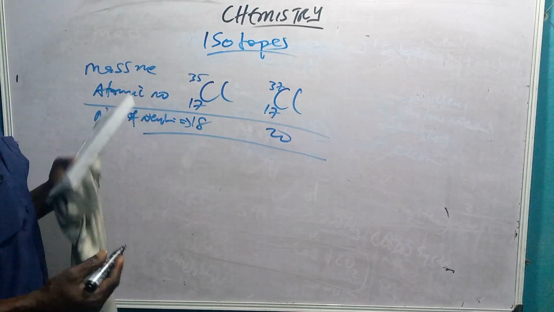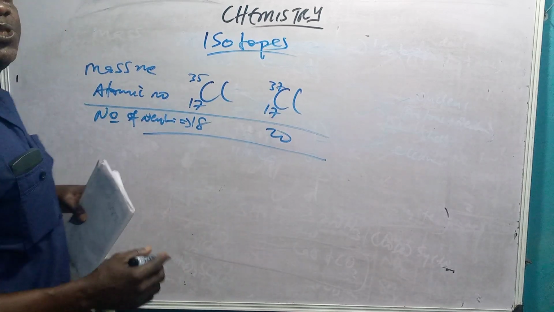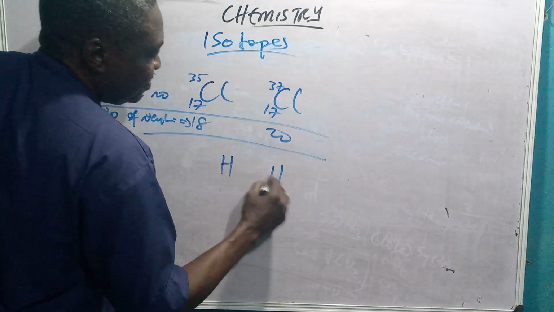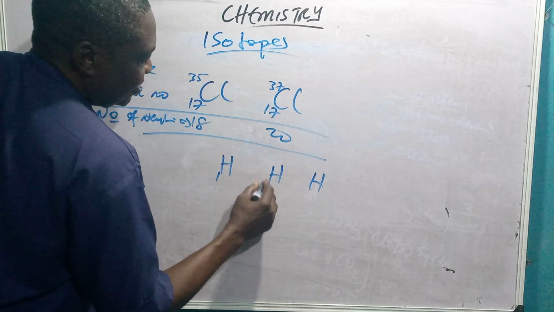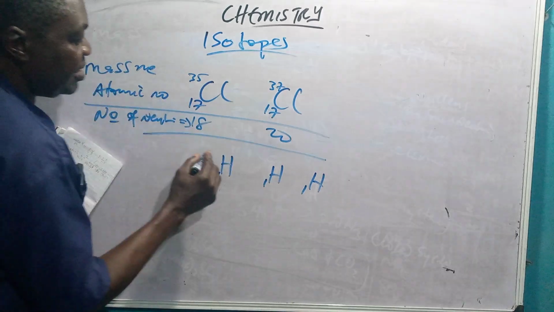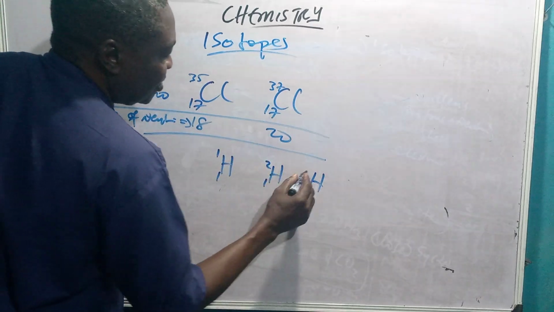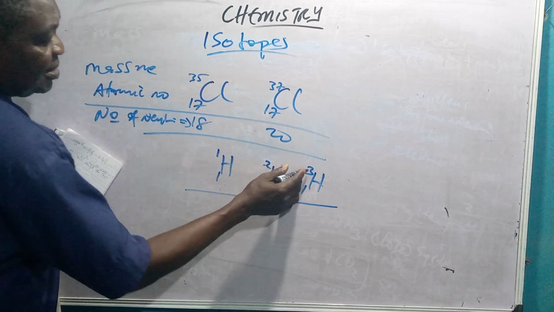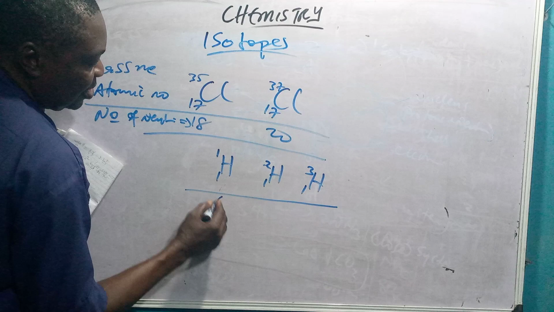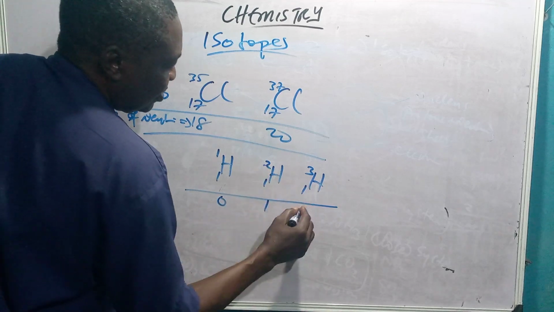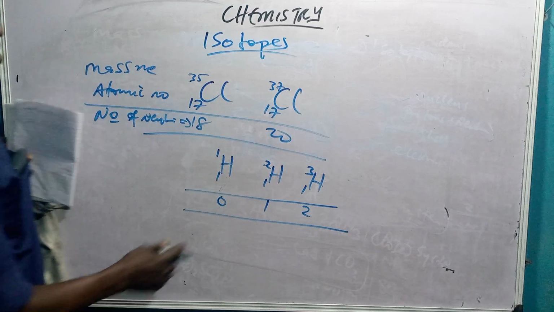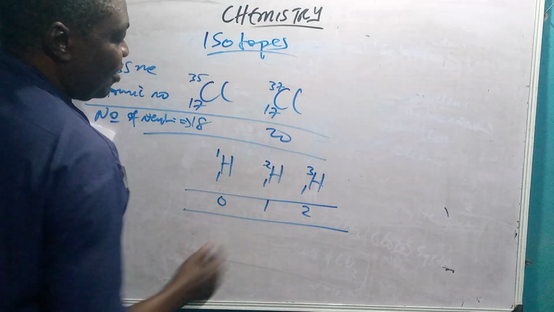You also have other examples like hydrogen. Hydrogen has three isotopes. You have hydrogen one. All of them have the same atomic number. But this one is one, this one is two, and this one is three. Remember, these are the mass numbers. That is the atomic number. So you have zero neutrons, you have one, you have two. So if the different number of neutrons are there, we result in this phenomenon we call isotopy for hydrogen.